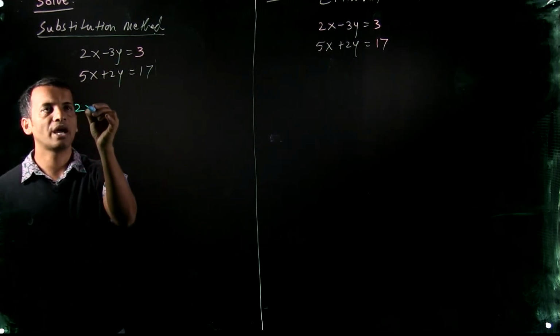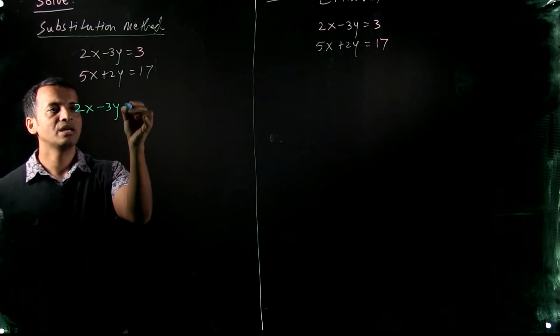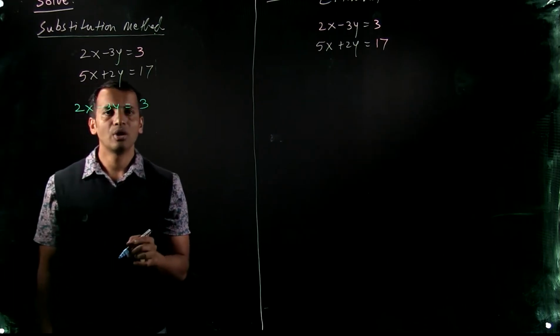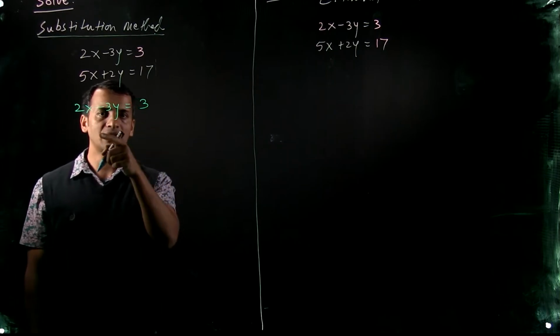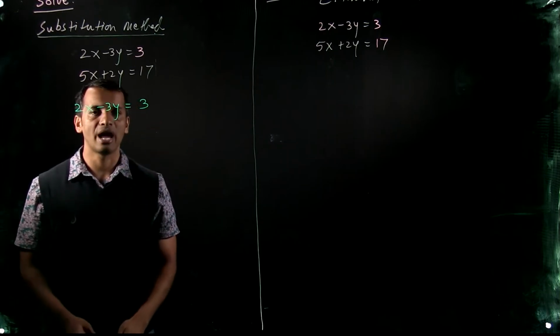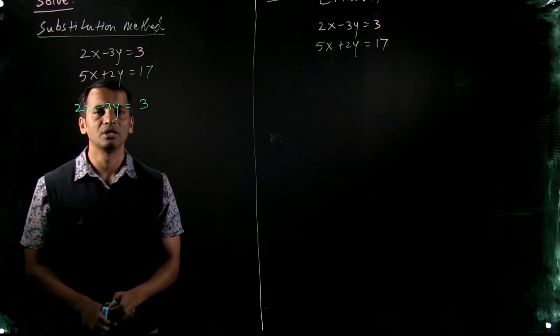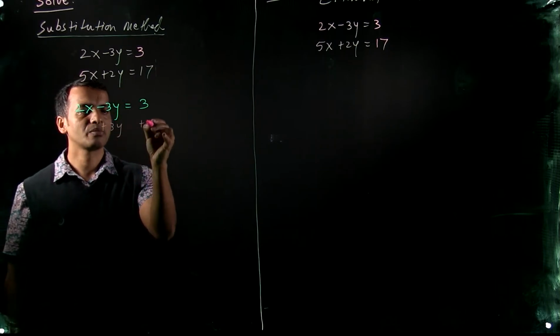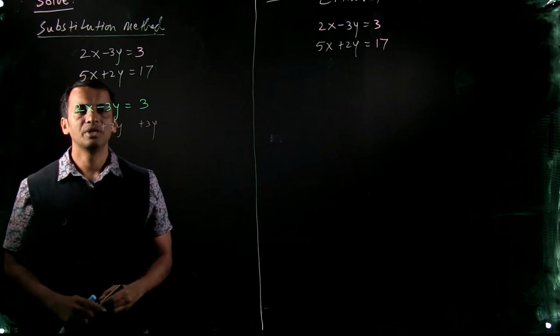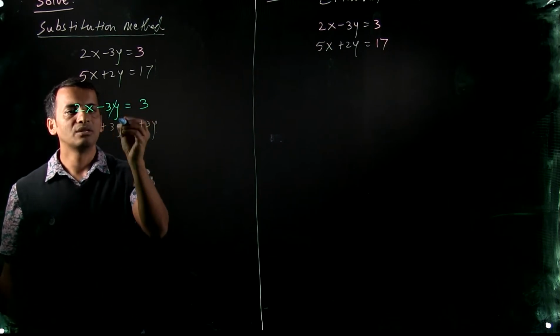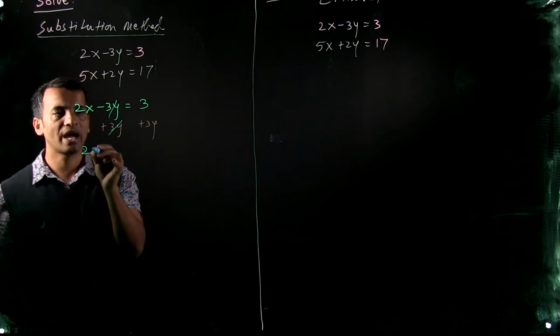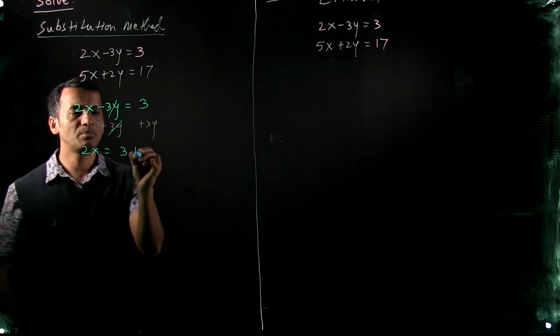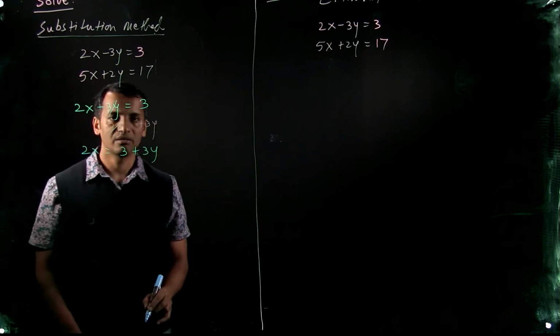So the first equation is 2x minus 3y equals 3. Now I solve for x or y. Suppose I want to solve for x, then what should I do first? I should first add 3y on both sides. So what do you get? You cancel those 3y and 3y, so you get 2x equals 3 plus 3y, correct?